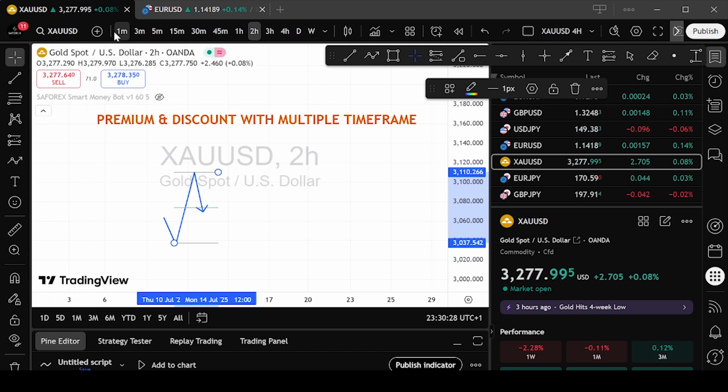On 1 minute, it takes 1 minute for one candle to finish forming, and on 5 minutes it takes 5 minutes for one candle to finish forming. That means within a 5 minute candle, you will see five 1 minute candles.